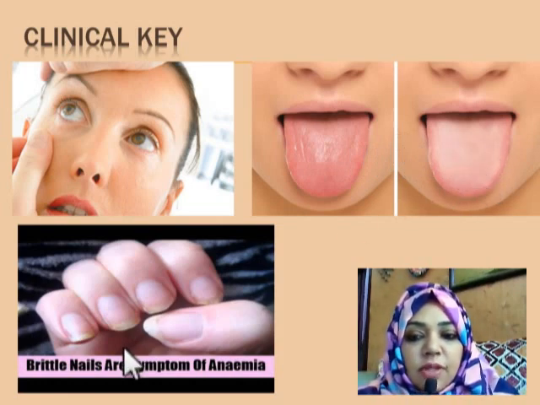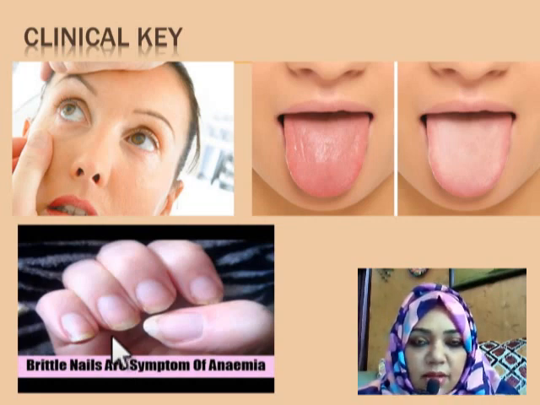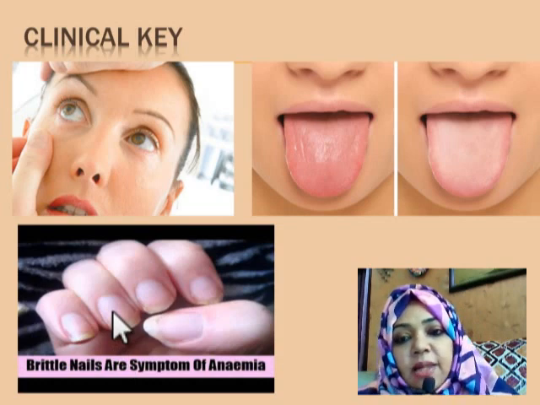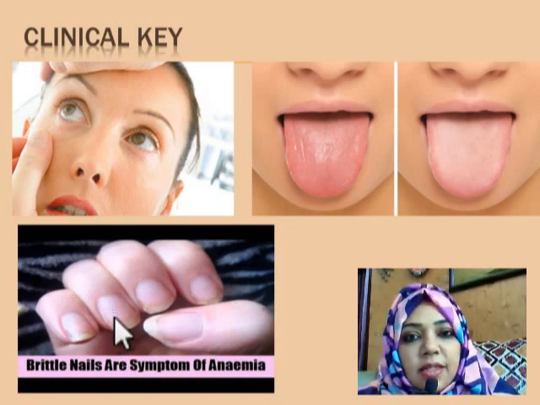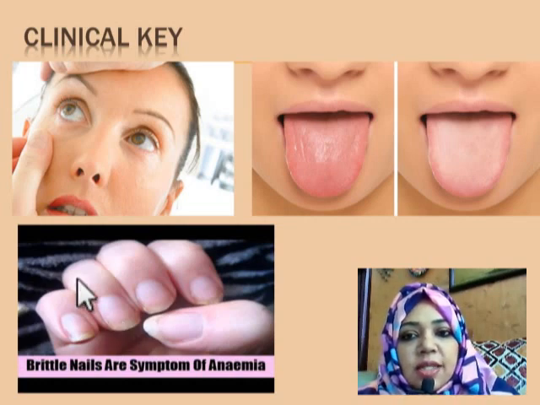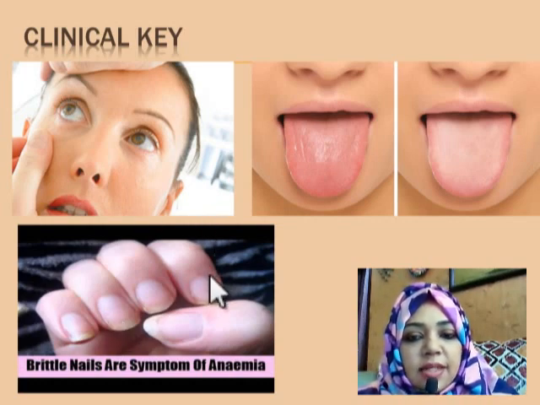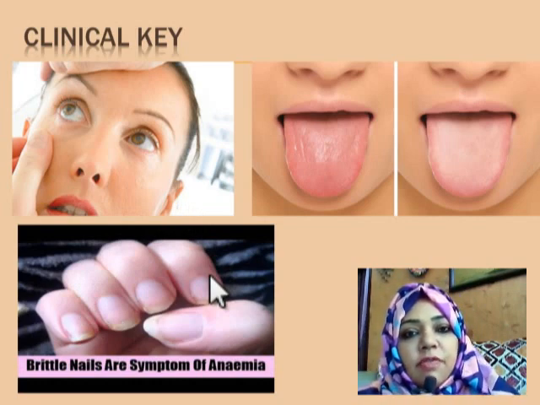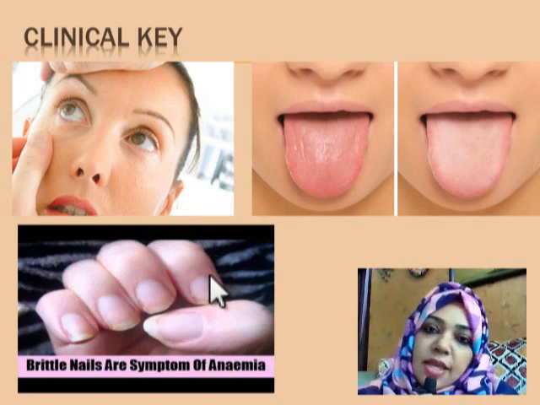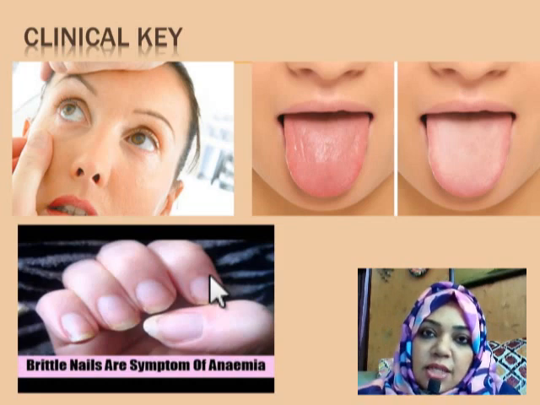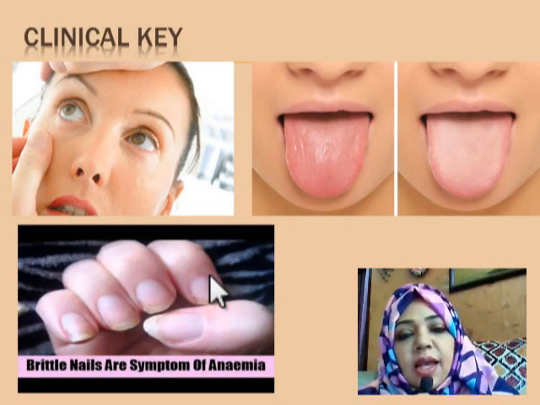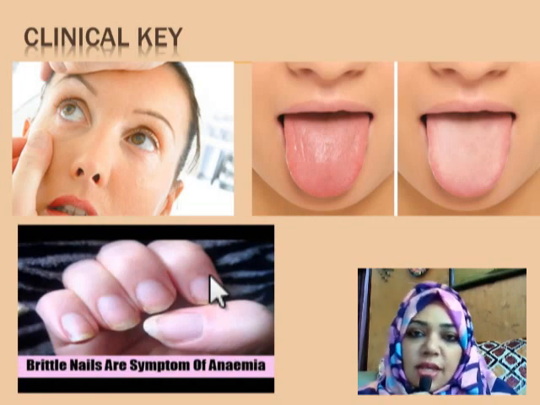And the nails of the person is another thing that you can examine, and the nail beds will also be pale and it will be brittle nails. Brittle nail means it easily breaks. So these are the 3 signs that you can detect to see whether a person is suffering from anemia or not, and then we can do the laboratory test to see the red cell indices, and ultimately we can diagnose anemia.